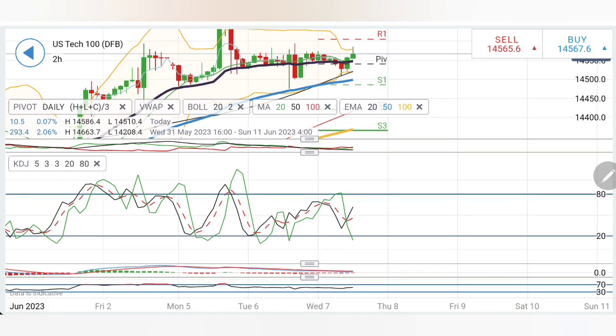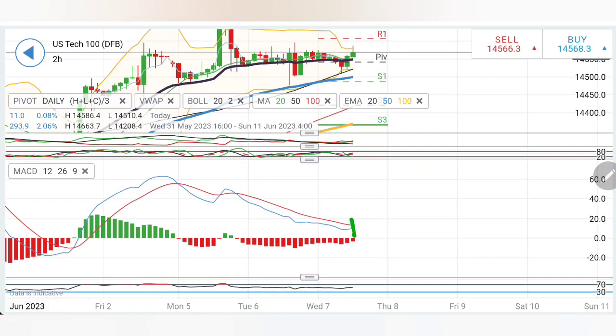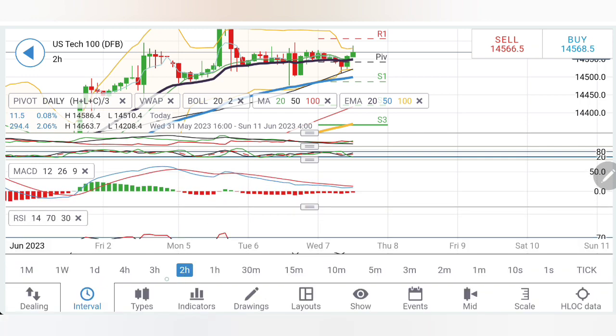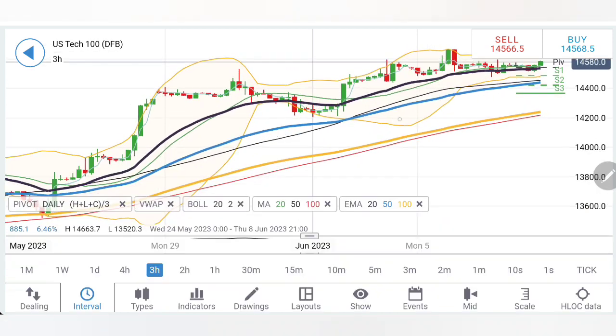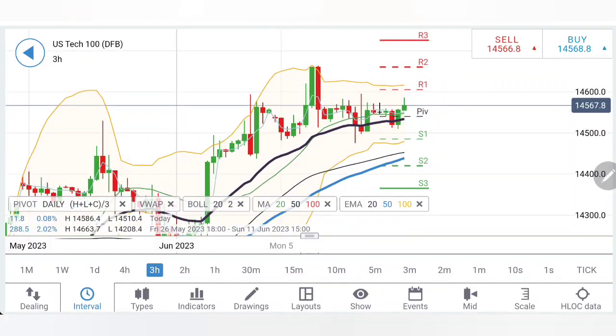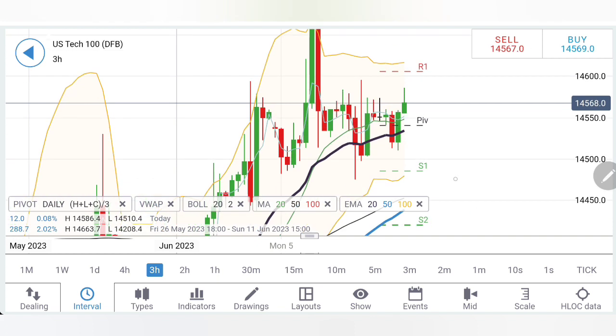Directional movement crossing over for a buy. Stochastic is rising. MACD is also trying to converge for a crossover for a buy. It has not yet crossed over. Remember, it is still on the bearish side. RSI almost flat, and similar is the observation on the 3-hour charts. Yes, it has given a slight breakout with this candle, and if you look at 14,580, a good resistance, it has tried to break past this resistance. Now I'll wait for it to stay above 14,600.